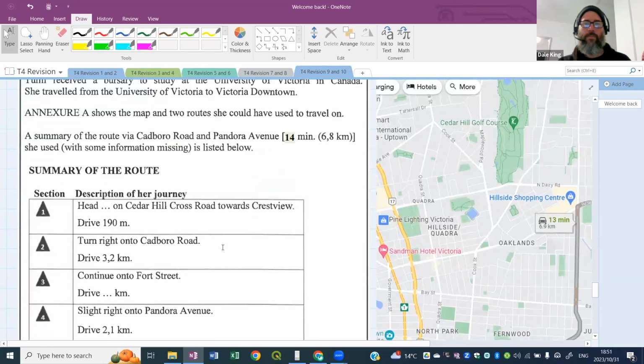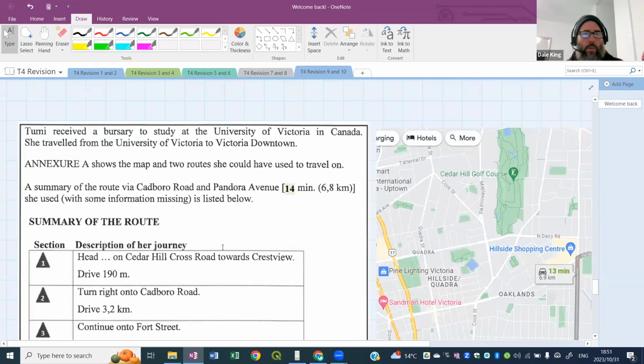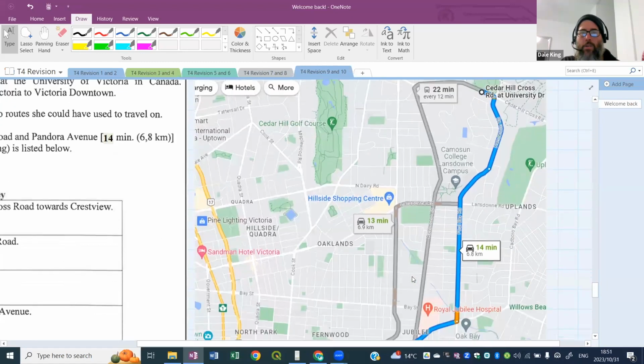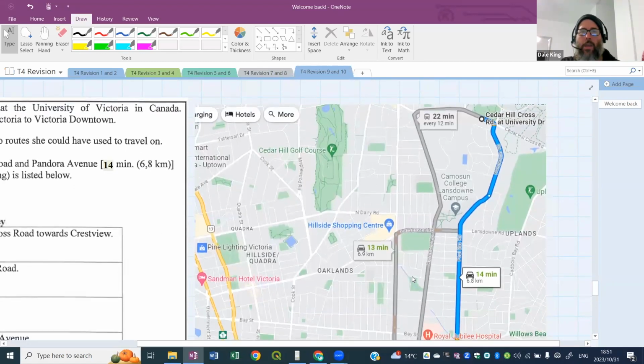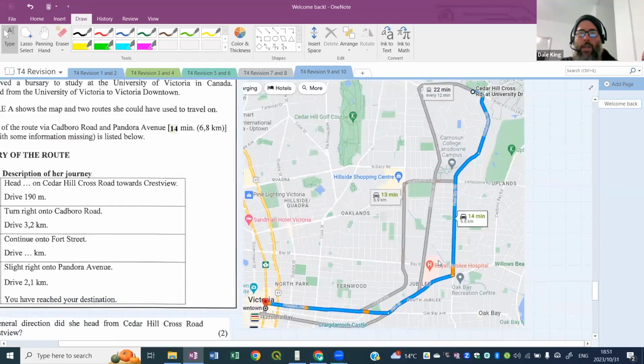Oh, okay. Here we go. We've got a scenario where Tumi received the bursary to study at the University of Victoria in Canada. She traveled from the University of Victoria to Victoria downtown, which is the city center. The map shows 2 routes that she could have used to travel on. All right, so on the right-hand side, we should have a map. In fact, there are 3 routes. So we're going from the top left there. I'll zoom out a little bit. You can see the start of the route is up here.